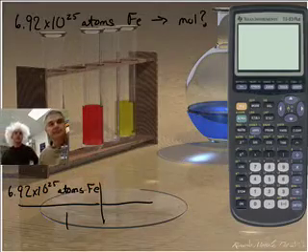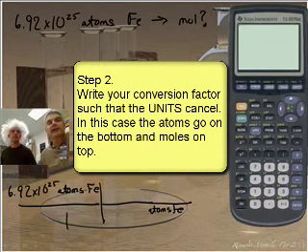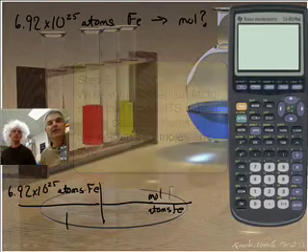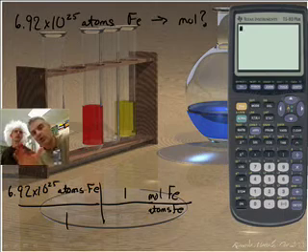And then the conversion factor we're going to use is Avogadro's number, 6.02 times 10 to the 23rd particles, so atoms of Fe, on the bottom. An atom is a particle, so is a molecule. And then I'm going to say to moles, 1 mole on the top, of Fe.